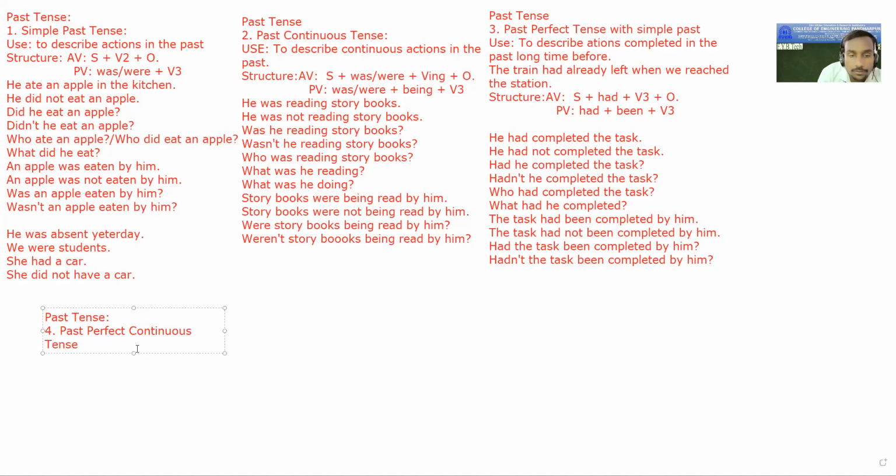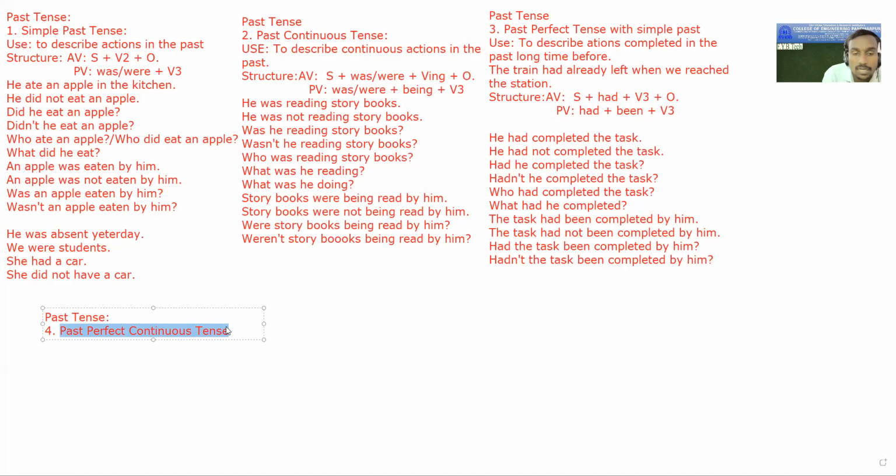So here also you try to understand, try to compare. Compare present perfect continuous tense and past perfect continuous tense. What is the difference? In present perfect continuous tense, what do people study? Actions started in the past and going on right now. To describe such actions, we use present perfect continuous tense. But in past perfect continuous tense, actions started in the past and were continuous in the past. What does it mean?